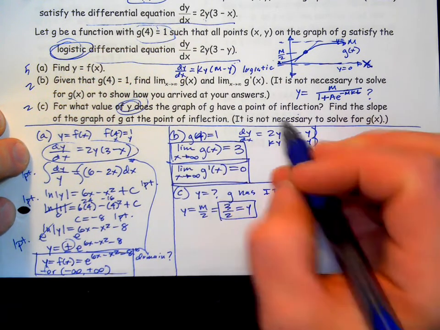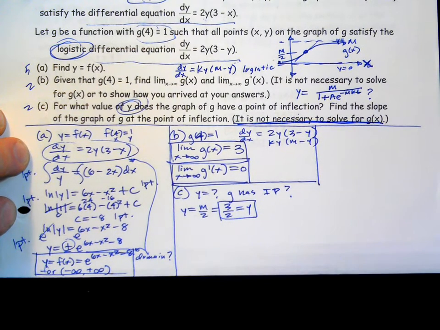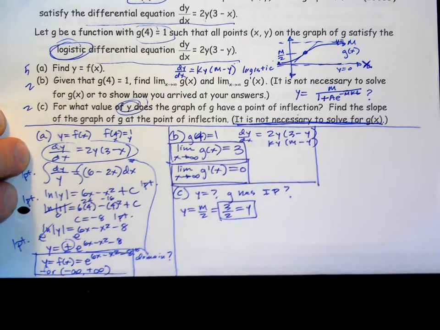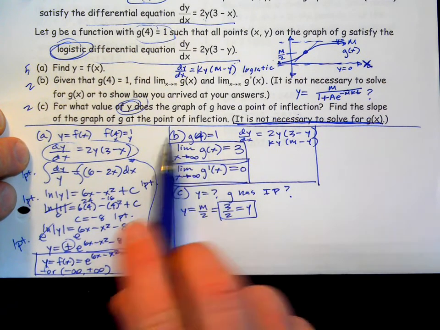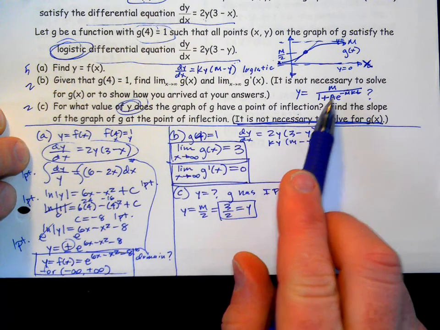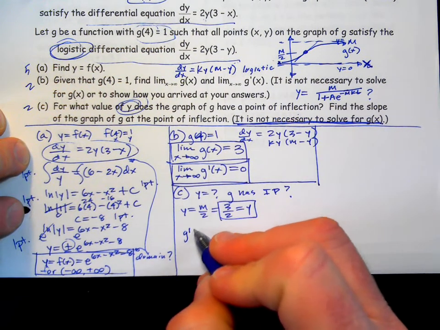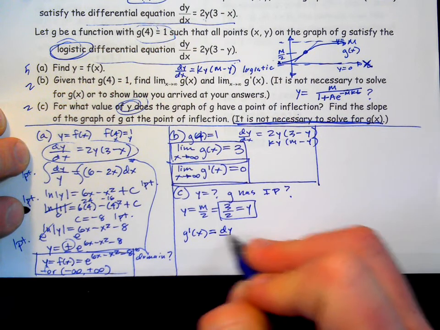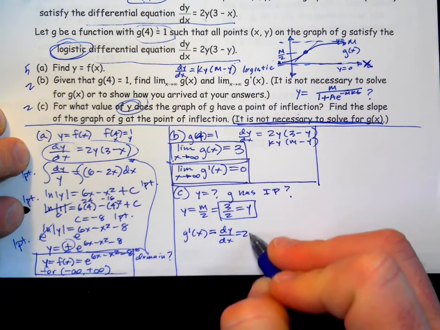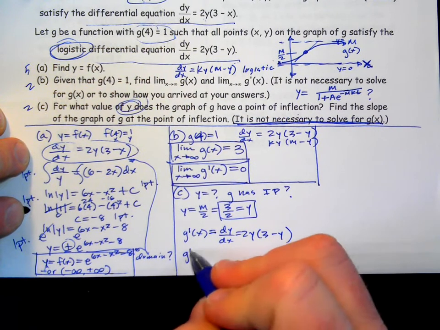And they give you this really strong hint here, just in case. They're really trying to help you not make your life worse. Find the slope of the graph of G. Like, oh, I've got to get G prime. Well, that means I've got to solve for G, or write down the equation, then take the derivative of that. Isn't G prime of x equal to dy/dx that they gave you, which equals 2y(3 minus y)? Yeah, you have it.